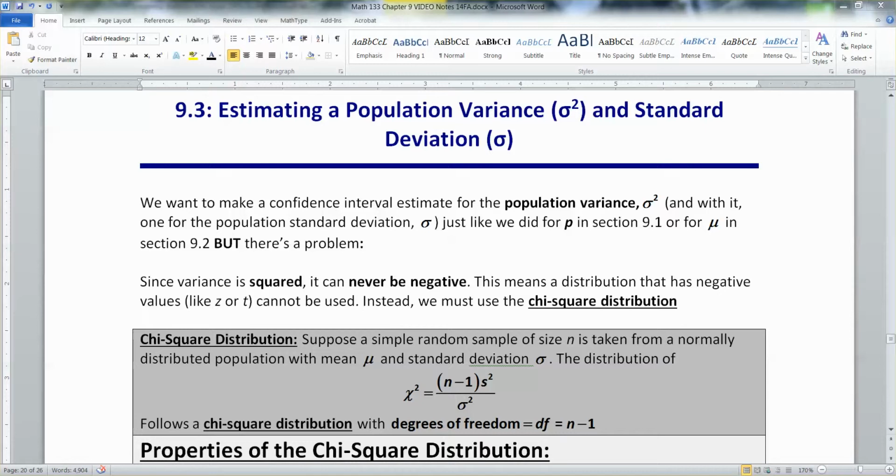Because the variance is squared, it can never be negative. And that means that you can't use distributions that have negative values, like the z and the t. The z distribution and the t distribution both have half of their values on the negative side, because remember, they're symmetric about the mean at 0. Let me go grab a picture of it real quick.